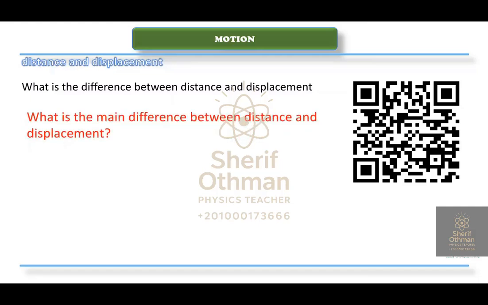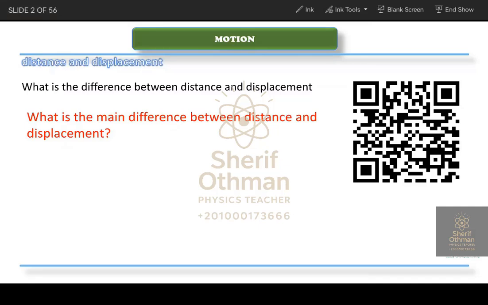Distance is the movement of an object through any path from the initial position to the final position, while the displacement is the movement of the same object from the starting point to the ending point in a straight line. So, the only difference between distance and displacement is the straight line, is the direction.